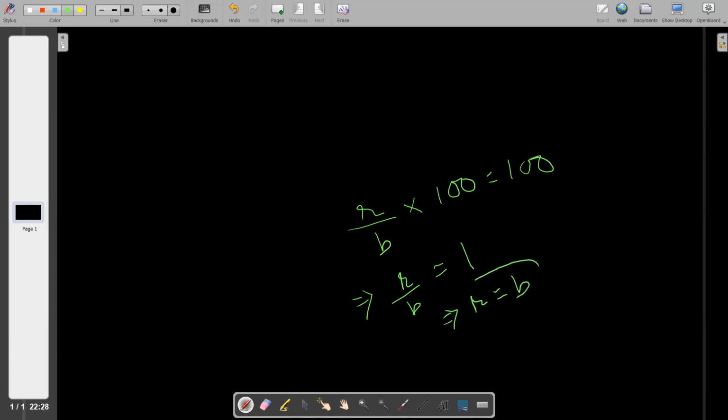Can everyone see my open board? Yes. It is given that R by B into 100 must be 100. That implies R by B is equal to 1, which implies R is equal to B. So we have to iterate on each of the elements in the array and find exactly how many runs he has scored. This can be found by the prefix sum concept. We have to find the sum till a particular ball, and if it is equal to i plus 1, then we add it to the count, meaning we take it inside, or else we exclude it.